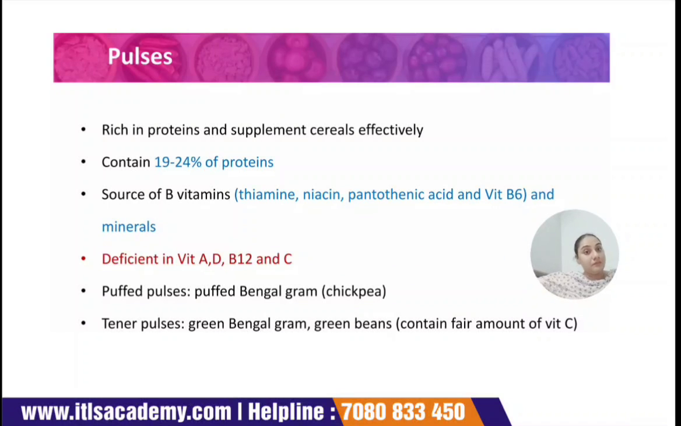Now puffed rice, or puffed Bengal gram, that is known as the chickpea, chola or chana. They are a good source of protein as well. If you consume chana with kishmish, it is a good source of iron also. Now tender pulses like Bengal gram and green beans are not a very good source, but they have a fair amount of vitamin C.